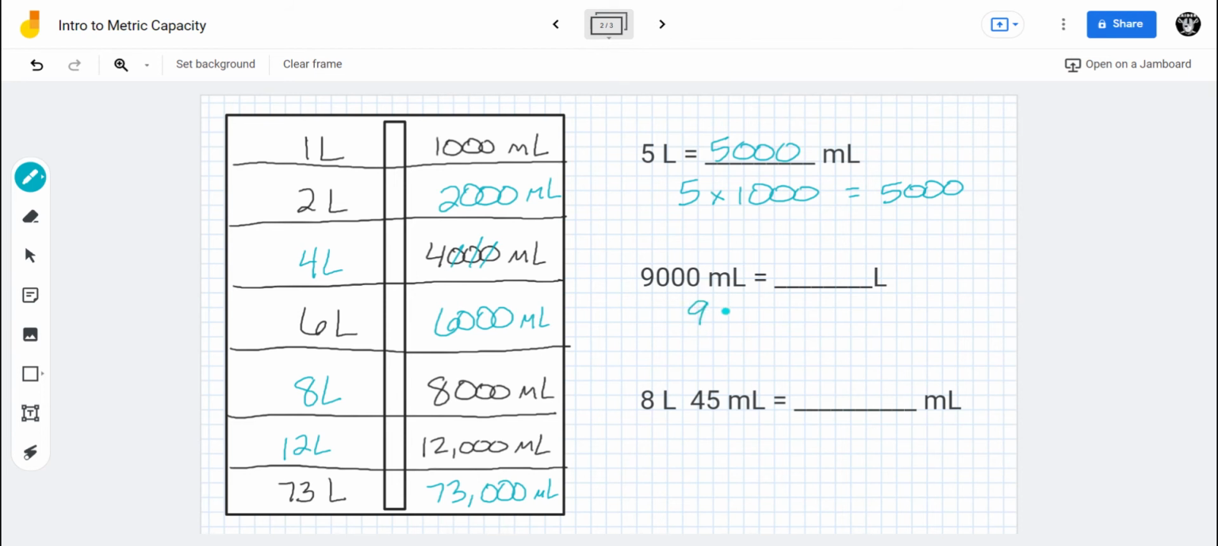9,000 milliliters, well, now if I'm trying to turn it into liters, and liters is larger, I need fewer liters, so I'm going to divide by 1,000, right?